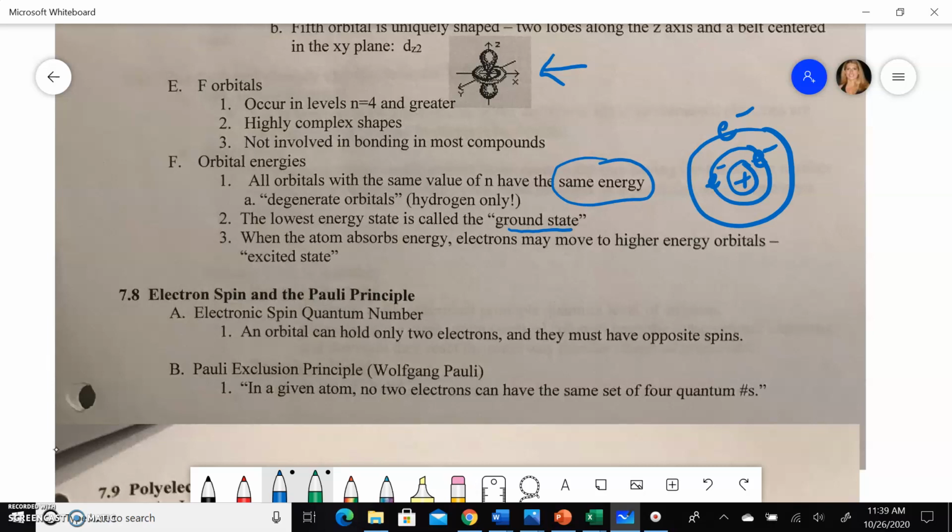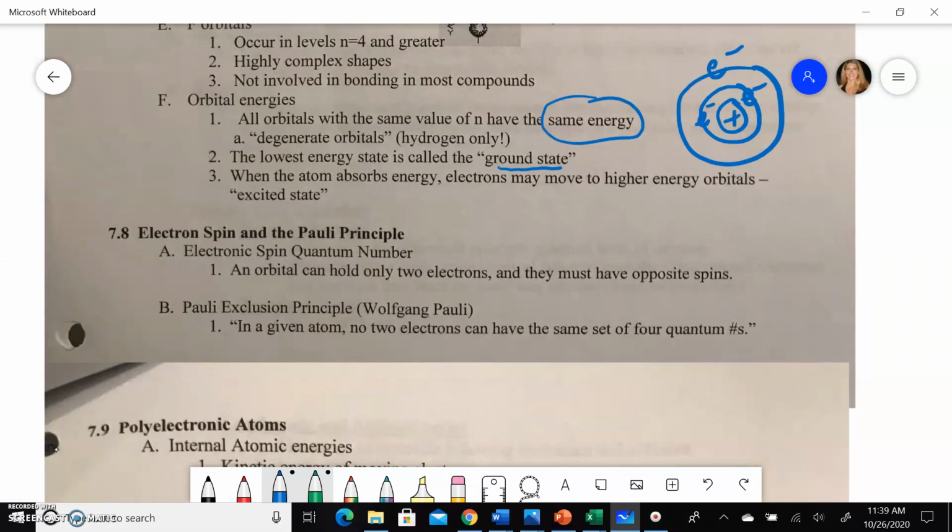So it doesn't mean they're all in the first ring, it just means they're as close to the nucleus as they can get. As they absorb energy, they can move to higher orbitals. So again, they can move away from the nucleus, and that's called the excited state, but it's really unstable. So it's most likely going to fall back to ground state pretty quickly.